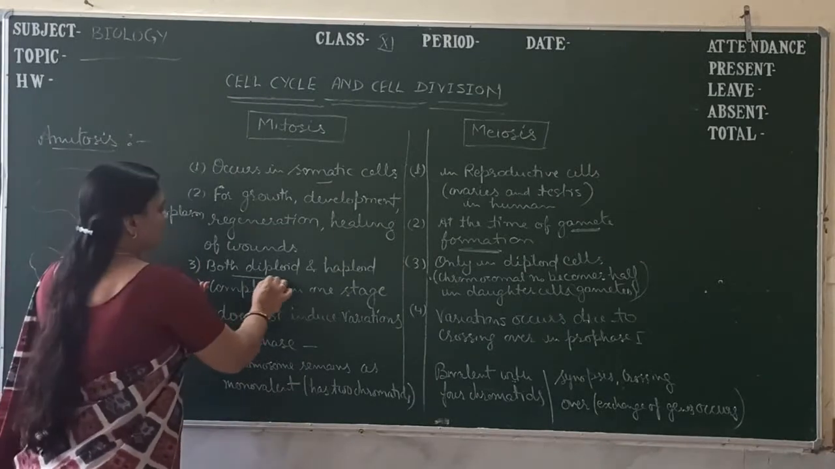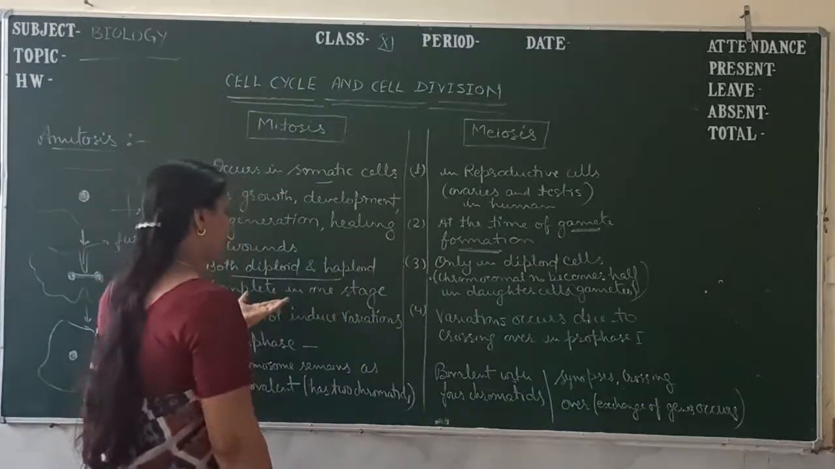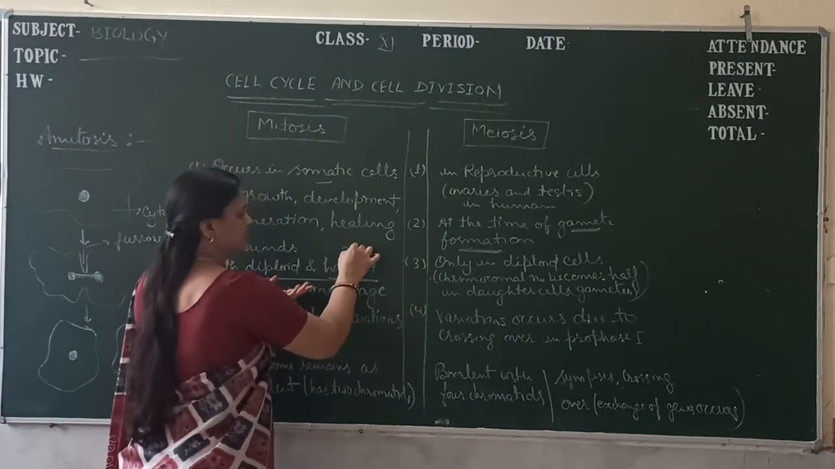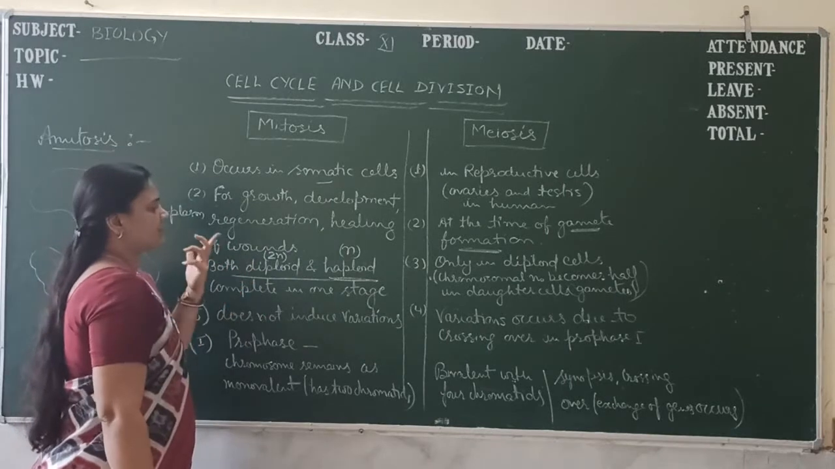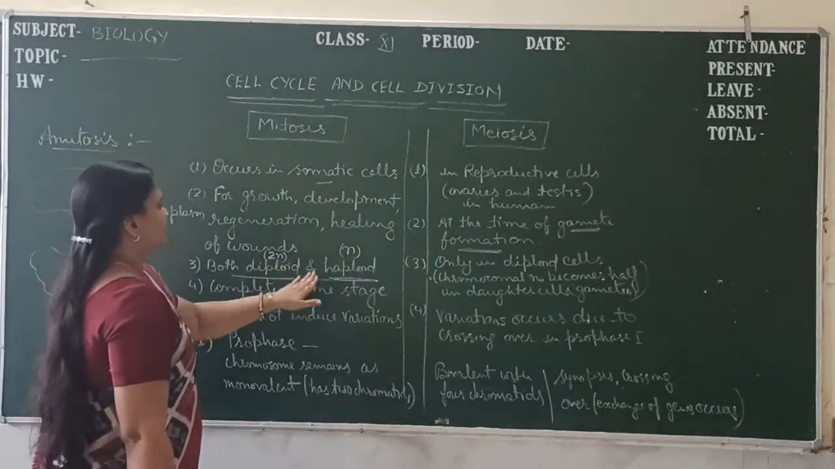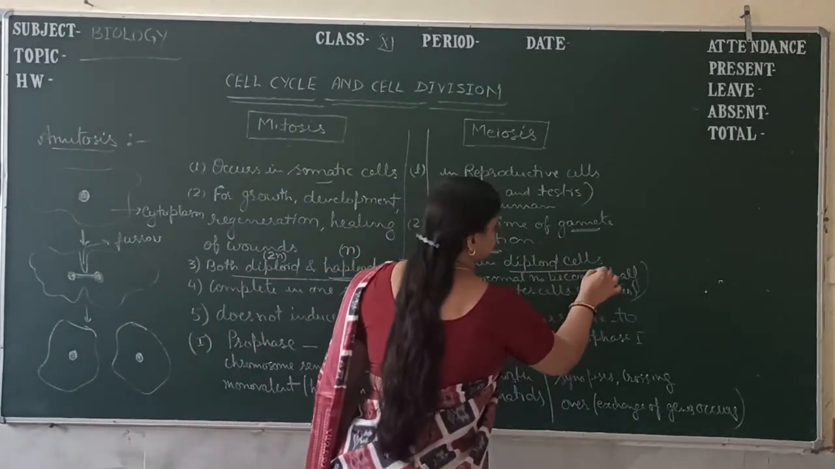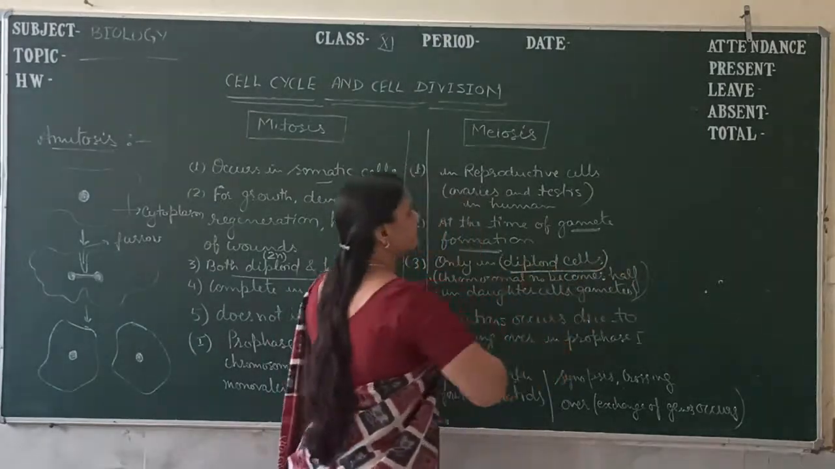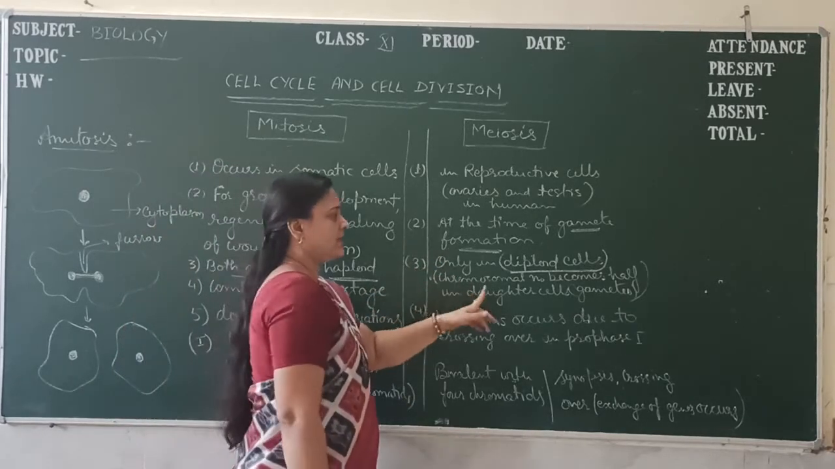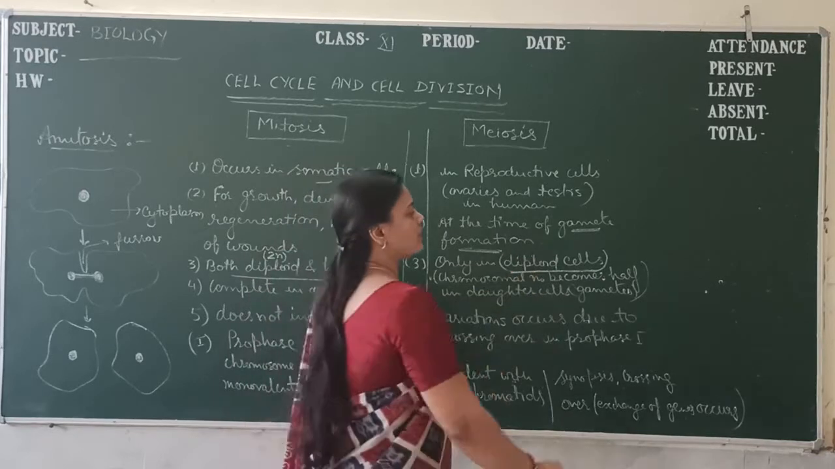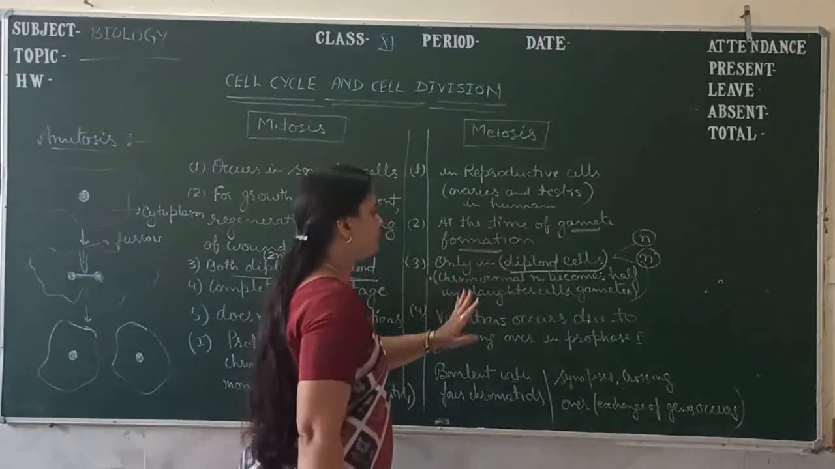Now next, mitosis occurs in both types of cells, in diploid cells and haploid cells. Haploid means a single set of chromosomes is present in the cell, and diploid means two sets of genomes are present in the cell. So in both diploid and haploid cells mitosis occurs, but meiosis occurs only in diploid cells. Why? Because after meiosis, daughter cells are formed which have half of the chromosomes. By meiosis, diploid cells convert into haploid cells. So the number of chromosomes becomes half in meiosis.